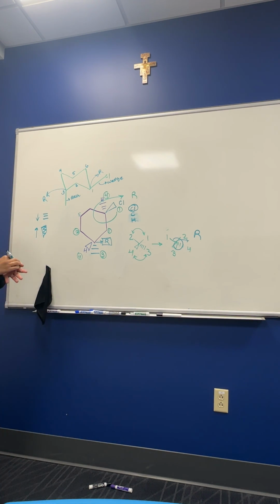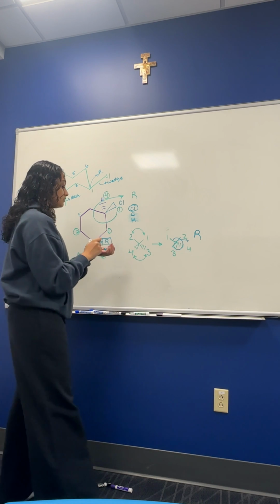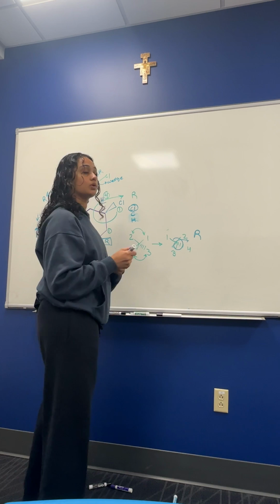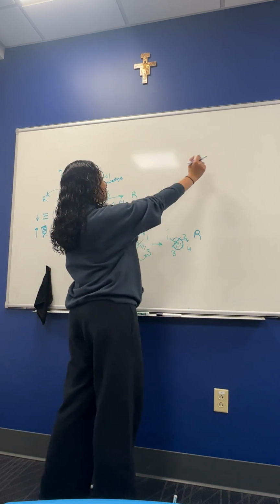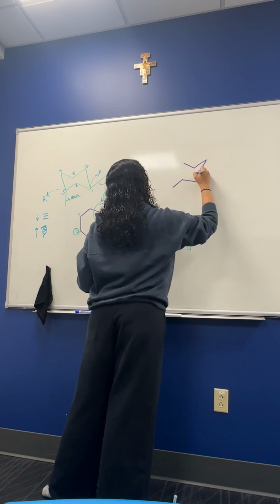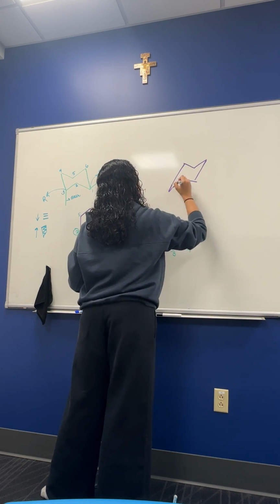Now you have to draw the enantiomer of it. Literally, that just means you're just drawing the chair flip, right? So we just draw it this way. It's a really ugly chair, I'm sorry.